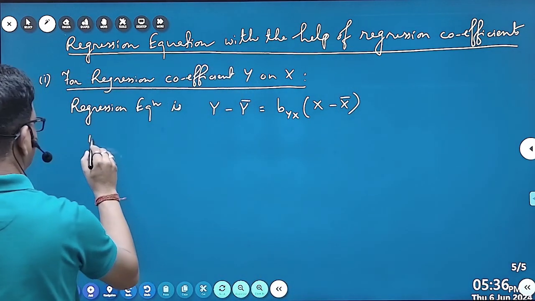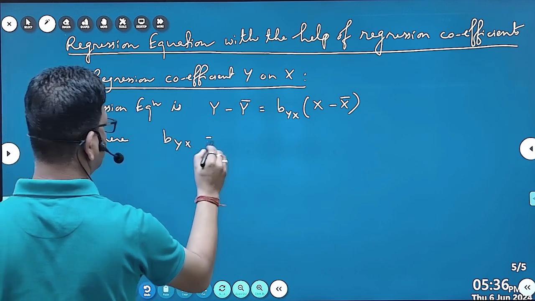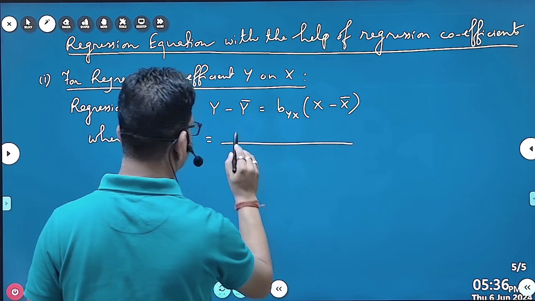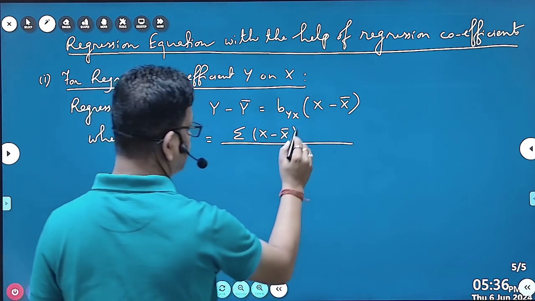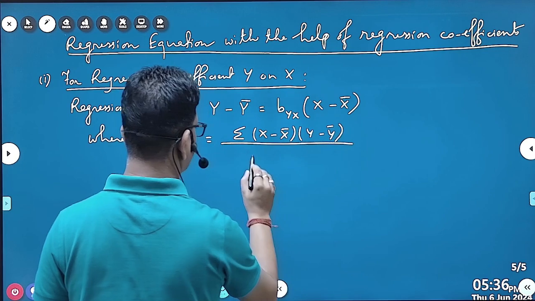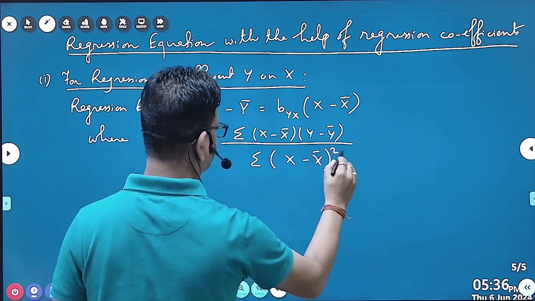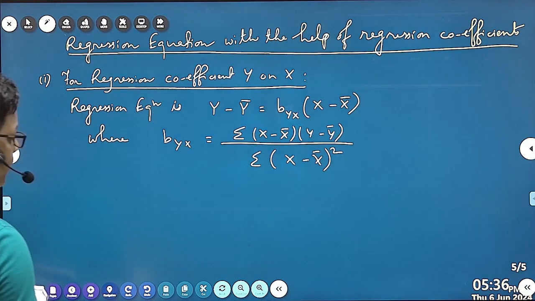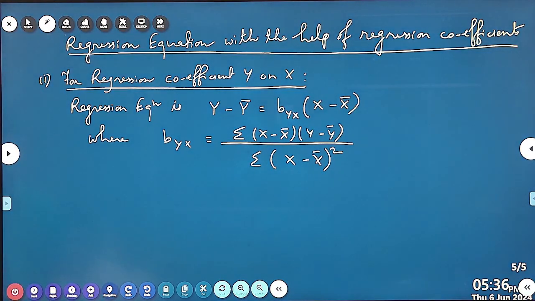Where this byx is called the regression coefficient y on x, and it can be found with almost similar sort of things, but all the formulas are different from each other. This is summation of x minus x bar multiplied by y minus y bar, then summation of x minus x bar whole square. This is the regression equation in terms of regression coefficient y on x. I'm going to explain what this is. So x minus x bar, y minus y bar, it's the summation of this.